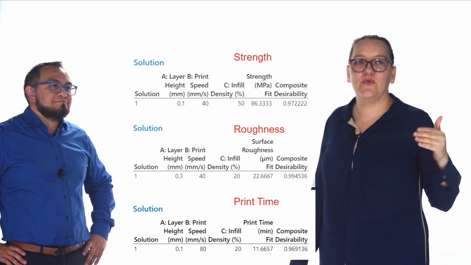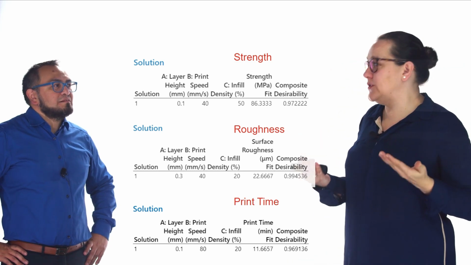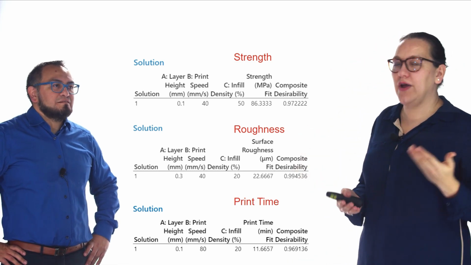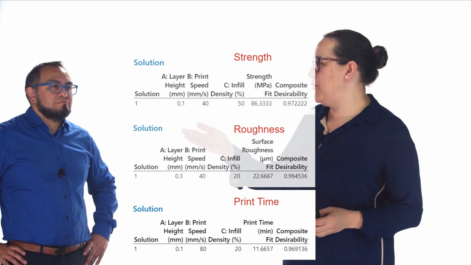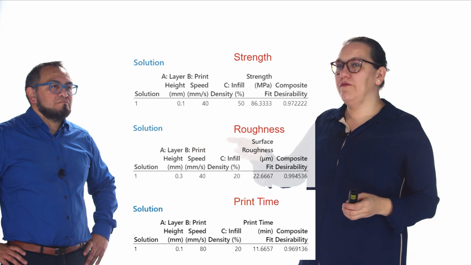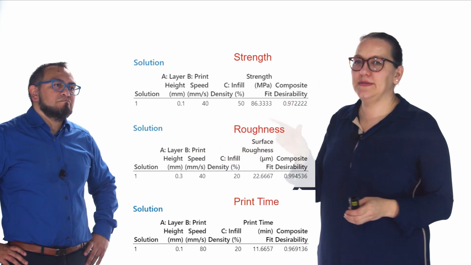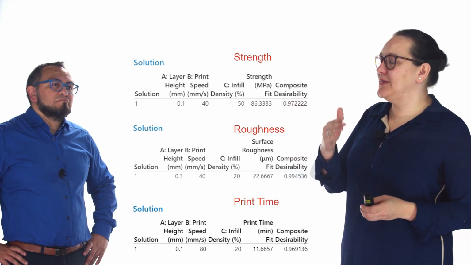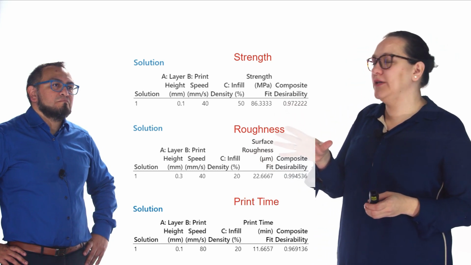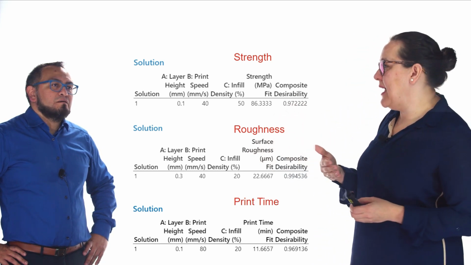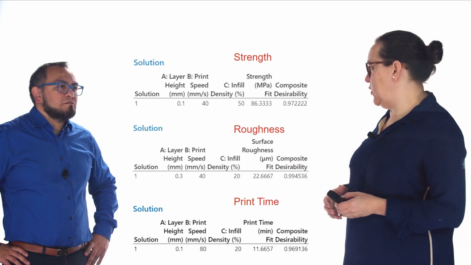So Jonathan, here we have the results after we run the optimizer. The first table is for strength. We specified to maximize strength. What it's telling us is that we need to use a layer height of 0.1 millimeters, print speed of 40 millimeters per second, and infill density of 50. If you operate your process using those settings, your strength is maximized, and the expected strength for the prototypes is 86 megapascal. That's what you will expect by using those settings.